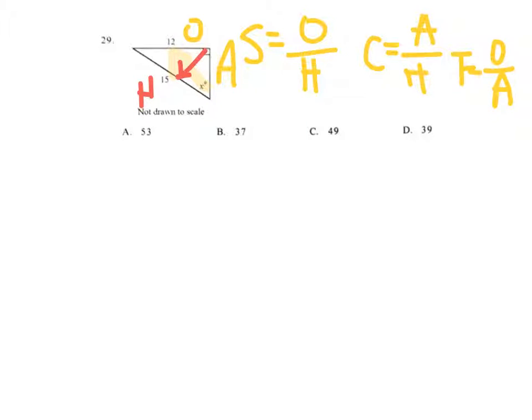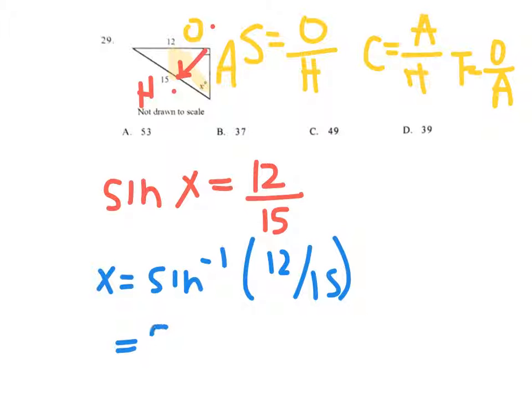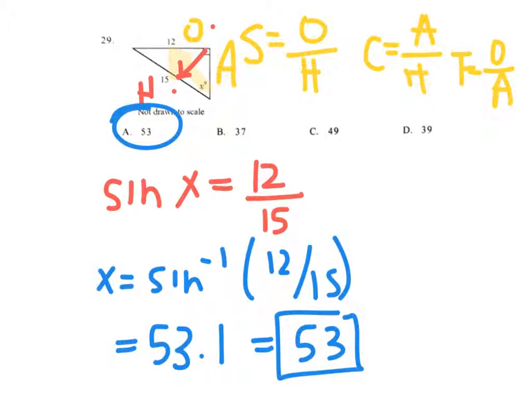So I notice we have O and A, so we're going to use sine. We're going to do the sine of our angle, which is X, equals the opposite, which is 12, over hypotenuse, which is 15. So we have the sine of X equals 12 over 15. We need to get rid of sine, so we're going to do the inverse sine. So you have X equals sine -1 of 12 over 15. And we're going to type that into a calculator. When you do that, you get 53.1. Round that to the nearest degree, you get 53. So your answer should be A.